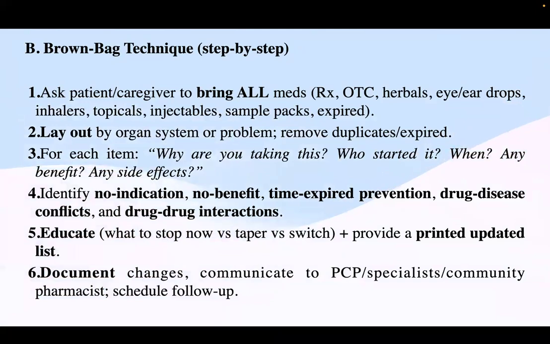Okay, lay out by organ system or the problem itself, whatever the chief complaints are. Remove duplicates or expired first of all. For each item, ask them, why are you taking this? Who started it? When? Any benefits, any side effects, etc. Do the patient counseling. Identify no indication, no benefit, time-expired prevention, drug-disease conflicts and drug-drug interactions. For that, you are also expected to use some tools.